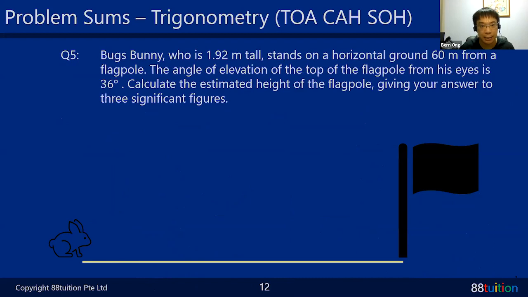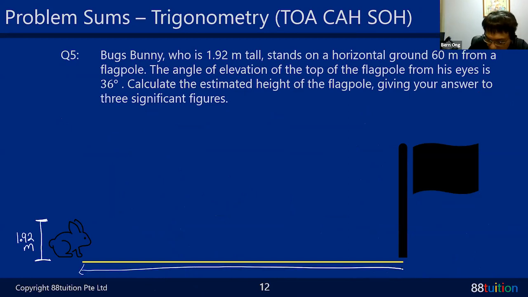All right, do you see this diagram? Cute, right? So for instance, Bugs Bunny is 1.92 meter. 1.92 meter is this entire height, for example. He stands on the horizontal ground, 60 meter from the flagpole. So from here to here is 60 meter.